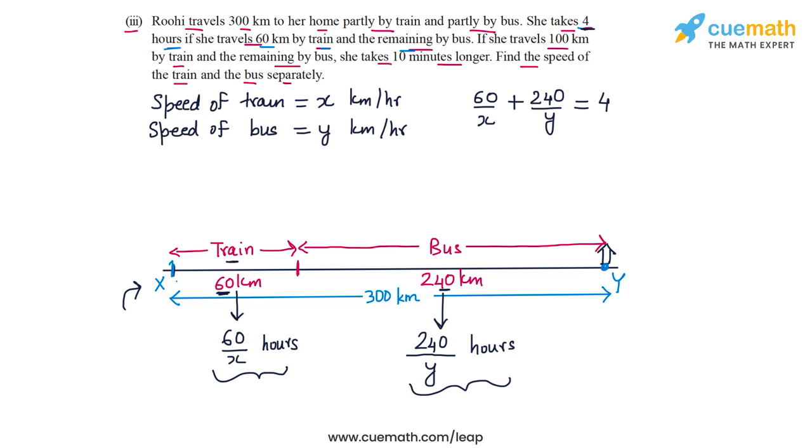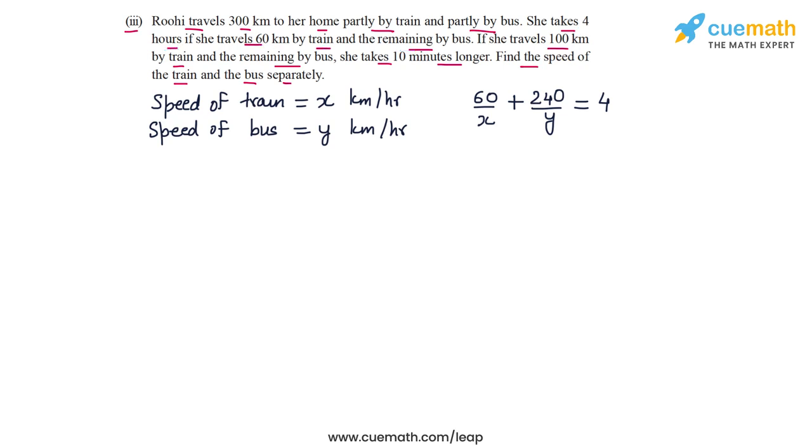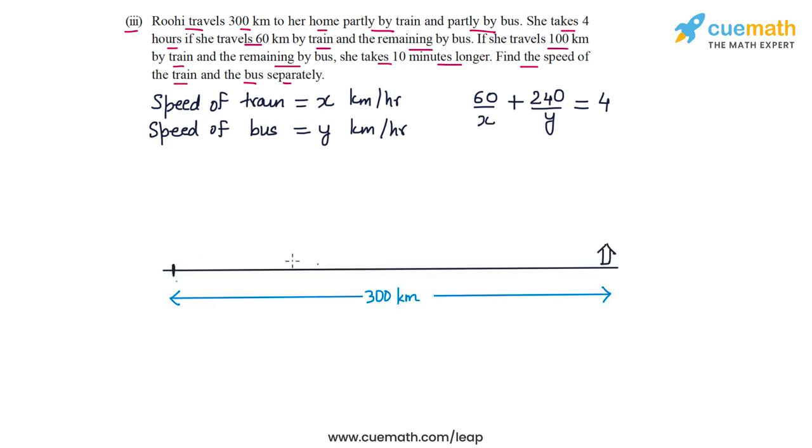Now similarly, let's model the second piece of information that's given to us. Once again we have this same figure, and the second piece of information says if she travels 100 kilometers by train and the remaining by bus, she takes 10 minutes longer. So if she travels, let's say, the first 100 kilometers by train, so let's say this journey is 100 kilometers long, and then she travels the rest of the distance by bus, and this rest of the distance is 200 kilometers. She takes 10 minutes longer, or she takes 4 hours and 10 minutes.